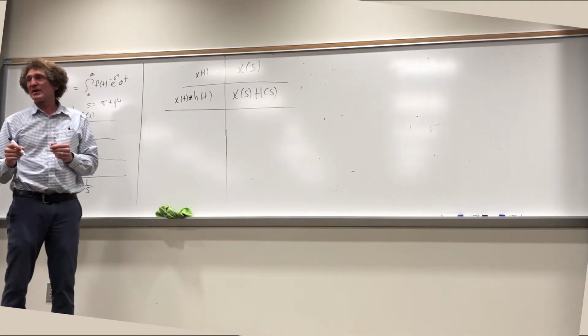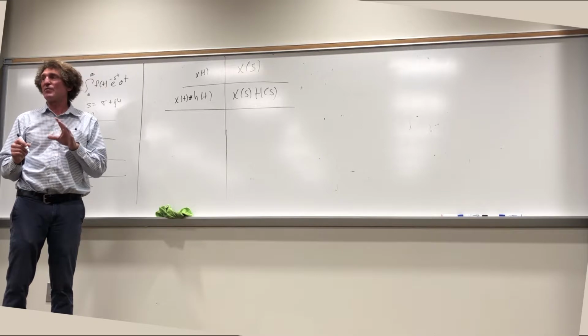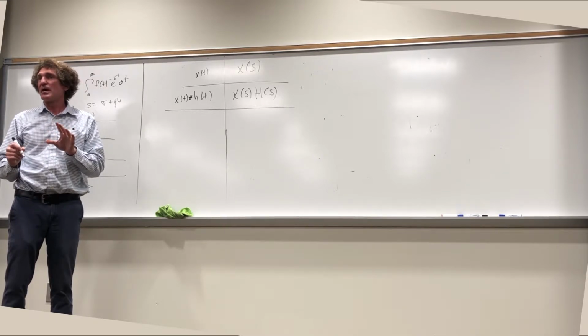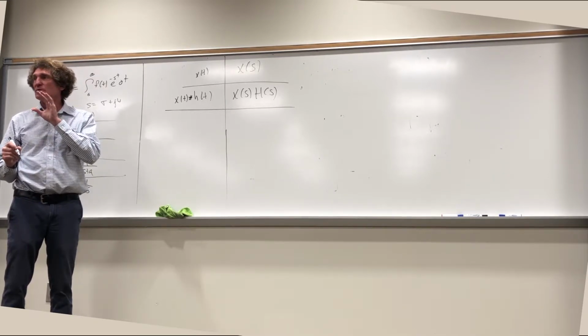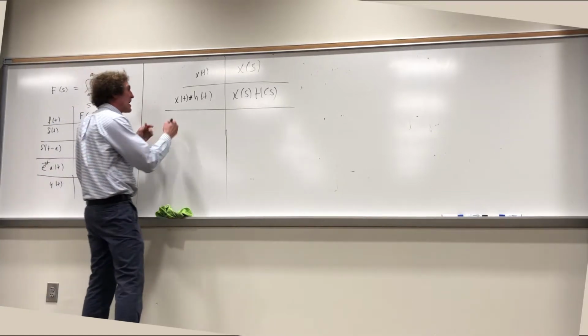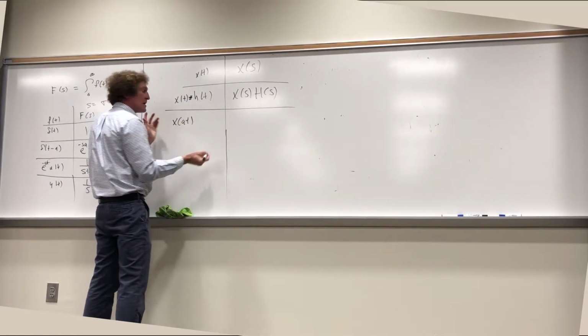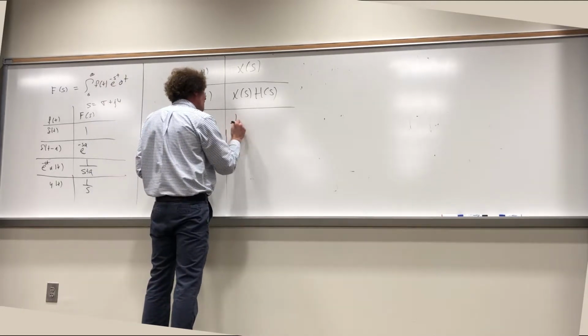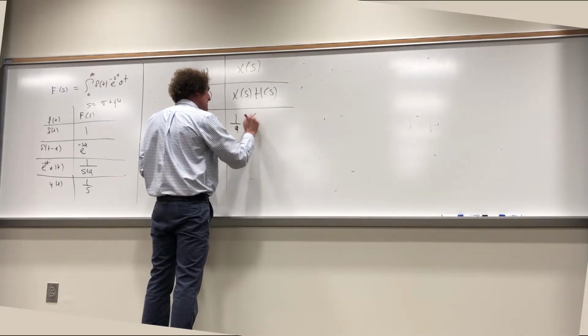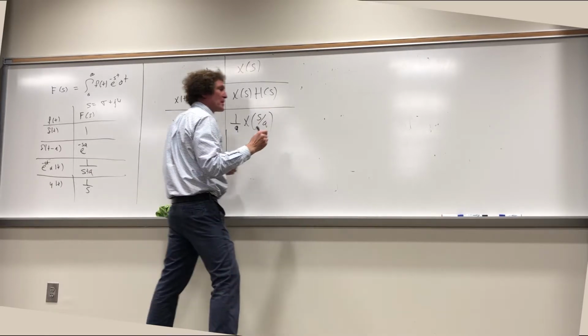Next thing we're going to talk about is another property. Remember, so far I've been keeping it simple. Now, there are some properties that are really useful. It's scaling. If I know x of t goes to X of s, well, x of at will go to 1 over a times X of s over a. I'm going to prove that one.